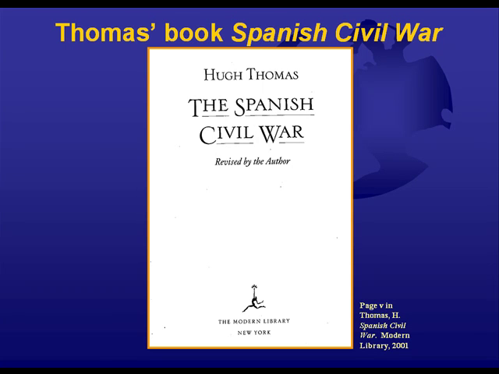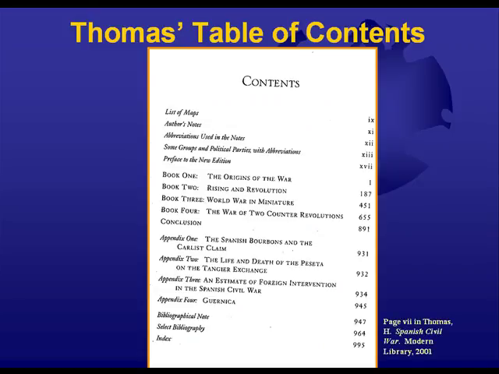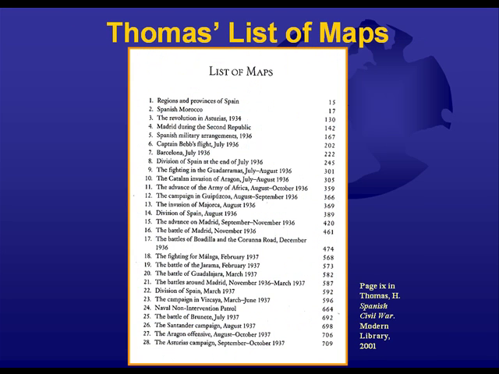Let's look inside Thomas's book. The same table of contents that we saw in the shared library catalog record appears. And we also see a detailed listing of maps. Maps are particularly useful tools when explaining geographical relationships, such as the deployment of troops or military equipment during battle, or describing the delineation of national boundaries at a particular time.